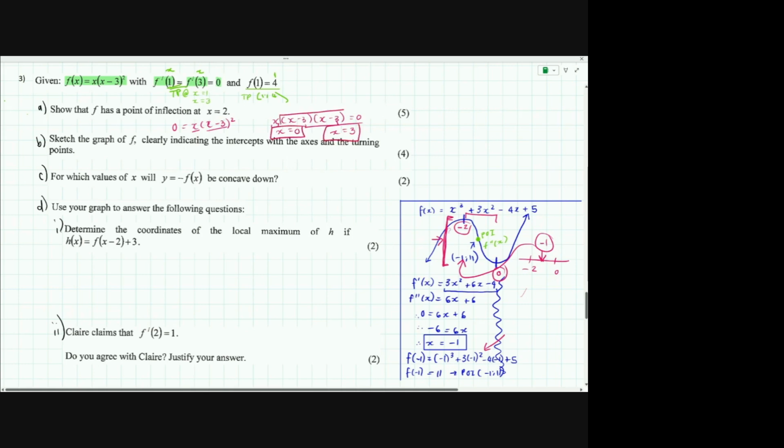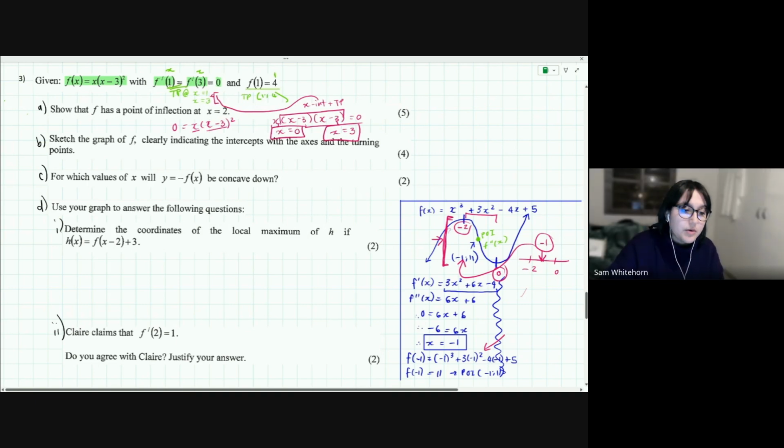Because those two brackets are the same, it means you have an x-intercept and a turning point. And if you have a look here, it did say to you that your turning points were at 1 and 3. So there is your turning point of positive 3. All right.